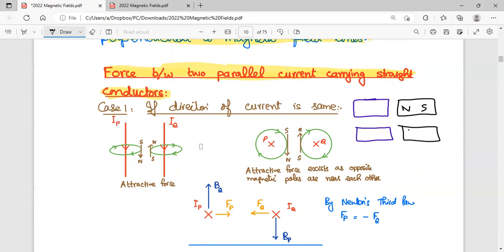Like if this is north south, south north, and this is south north, and this is south south. You can clearly see here that in this diagram they're going to attract, and in the bottom diagram they are going to repel. So we conclude from here that if you bring opposite poles together, attraction happens, and if you bring similar poles together, repulsion happens. This is the case with solid magnets.